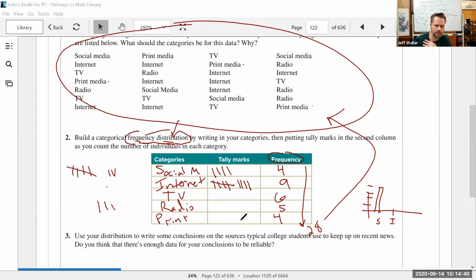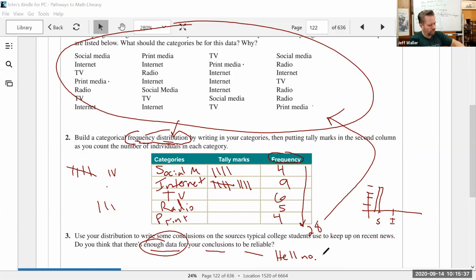I got to clear all this so I can keep going. Well, wait a minute. What's it say down here? Number 3, use your distribution to write some conclusions. Do you think there's enough data for your conclusions to be reliable? How many people did they talk to? 28. Is that enough data to make reliable conclusions? No. Hell no. If it's like the commercial about the gum, and they say 4 out of 5 dentists would use this gum, you're like, how many dentists did you talk to? 5. That ain't good enough. So hopefully they talked to thousands before they said that. Okay, maybe.